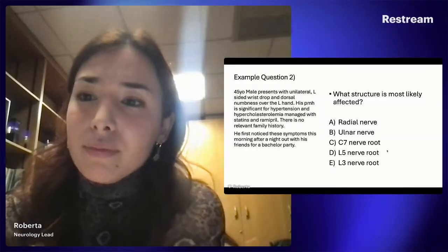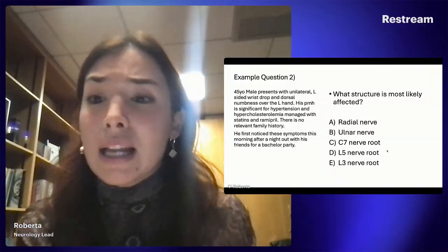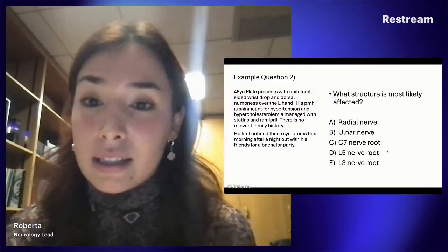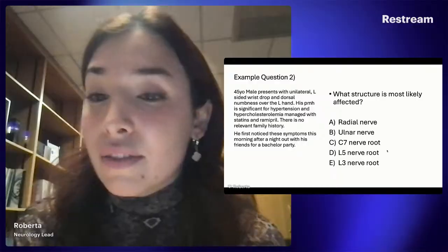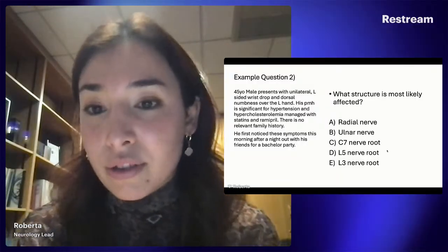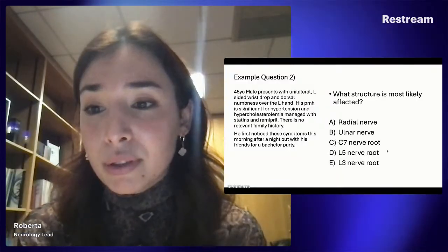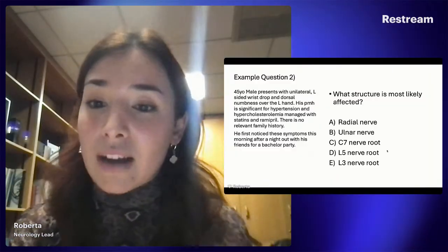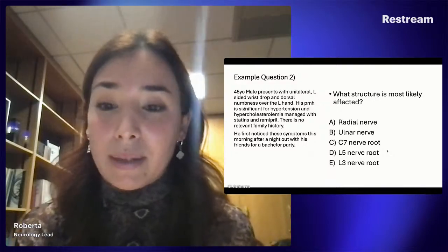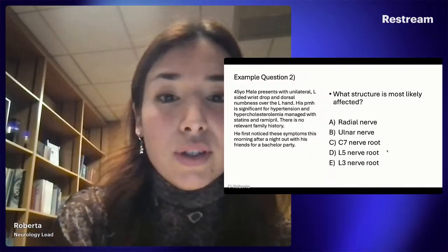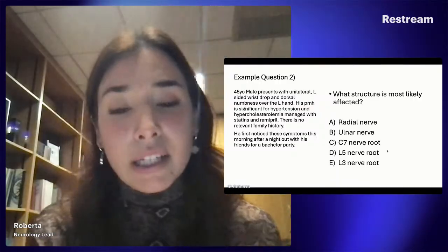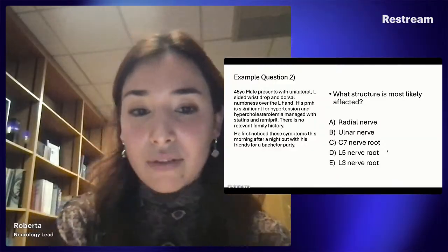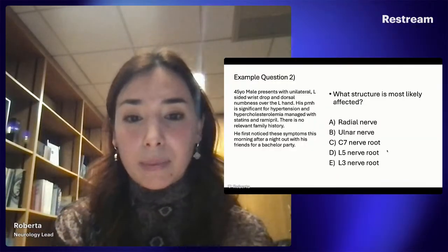Question number 2. It's a 45-year-old male presenting with unilateral left-sided wrist drop and dorsal numbness over the left hand. His past medical history is significant for hypertension and hypercholesterolemia managed with statins and ramipril. There's no relevant family history. He first noticed his symptoms this morning after a night out with his friends on a bachelor party. What structure is most likely affected? Radial nerve, ulnar nerve, C7 nerve root, L5 nerve root, or L3 nerve root.